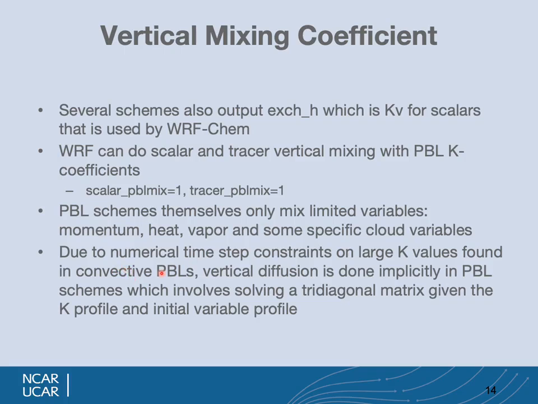Also, another consideration with the vertical mixing in the PBL is this K coefficient is quite large, representing deep thermals. And unless this scheme is treated implicitly in the numerical sense, the vertical diffusion would be unstable with such large K coefficients and small vertical grid sizes and the longer time steps. So these schemes run an implicit method which involves solving a tridiagonal matrix given the K profile and the initial variable profile to keep this numerically stable.